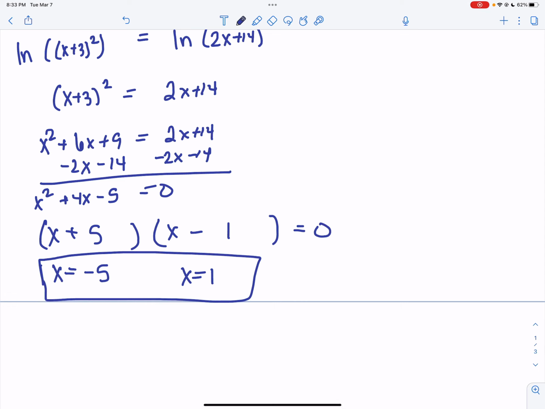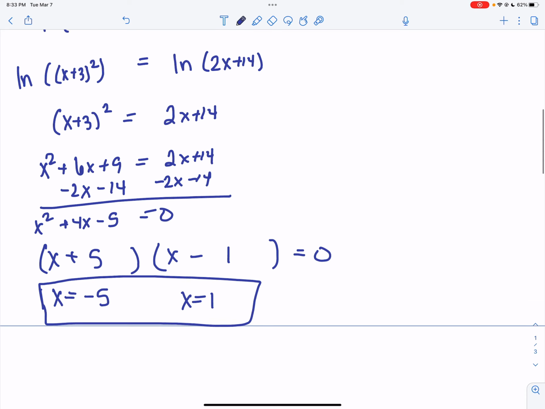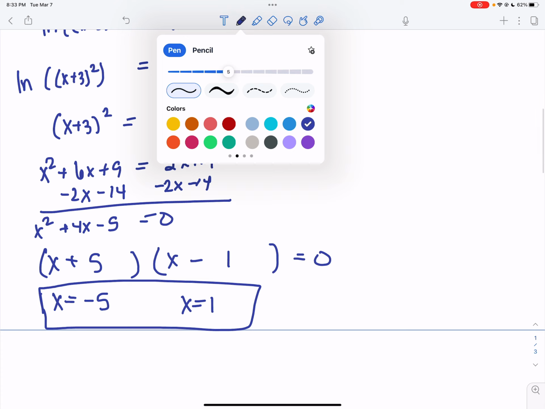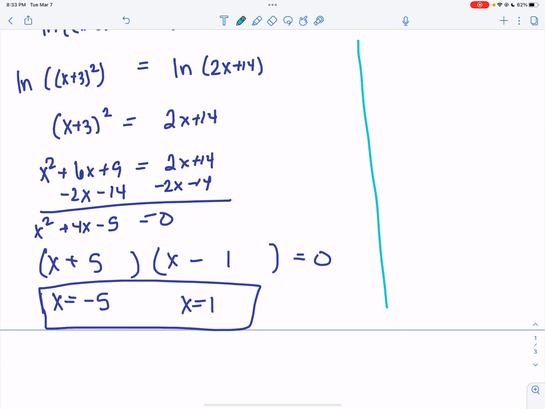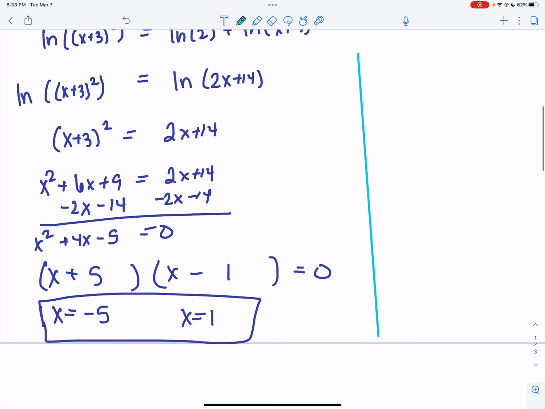My final solution, of course, is not necessarily -5 and +1, because now I gotta play the game of plugging and chugging to make sure that they are not extraneous. So to do that, I'm gonna look at my original equation. So this right here.